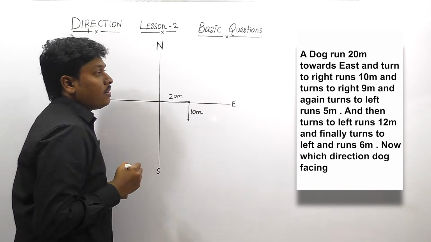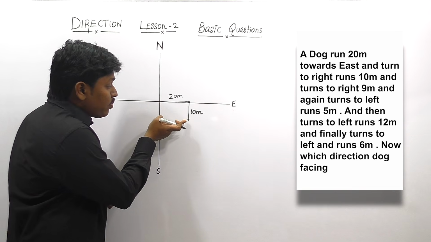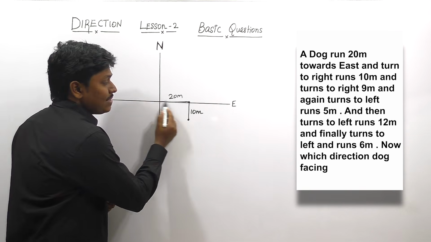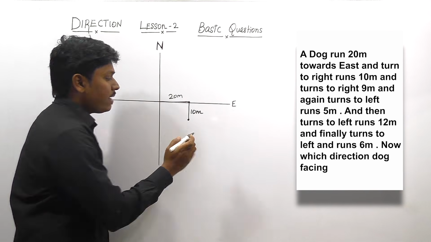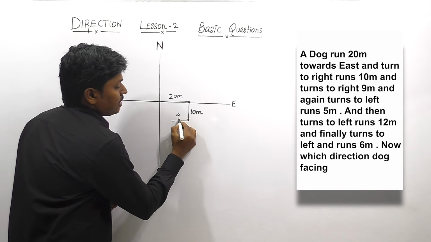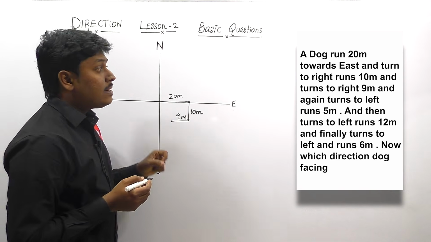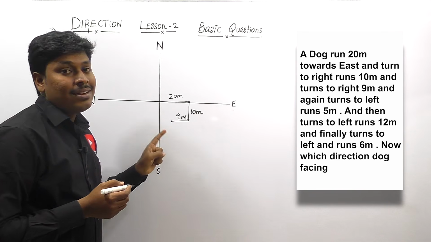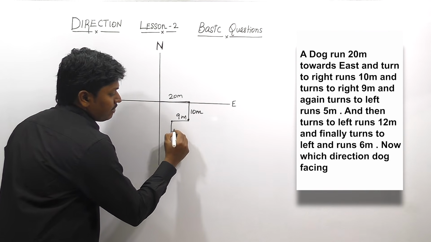And turns right, runs 9 meters. So friends, from this point the dog is turning right and covering 9 meters. So friends, the total distance will be 20 meters and while turning right the dog covers only 9 meters. So this will be 9 meters. And the dog is at this point. And again turns left and runs 5 meters. So from this point, the dog is turning left and runs 5 meters, friends. We can say that this will be left hand side and covers only 5 meters.